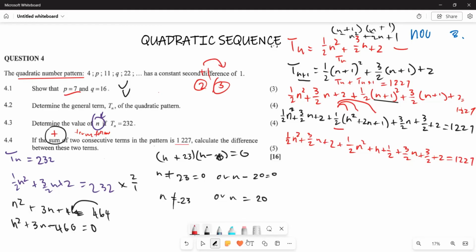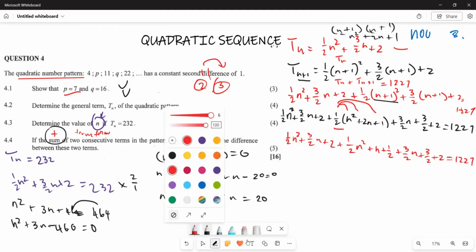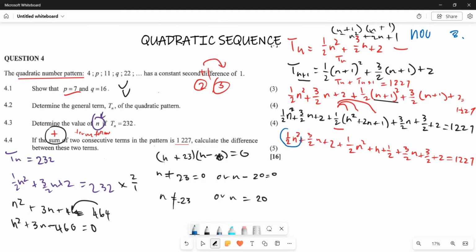And now we are going to group the like terms. Now, what are going to be your like terms here? Let's find out. You're having 1 over 2n squared plus 1 over 2n squared, right? So that is the only n squared that you are having. And 1 over 2n squared plus 1 over 2n squared is just going to give you n squared, right?